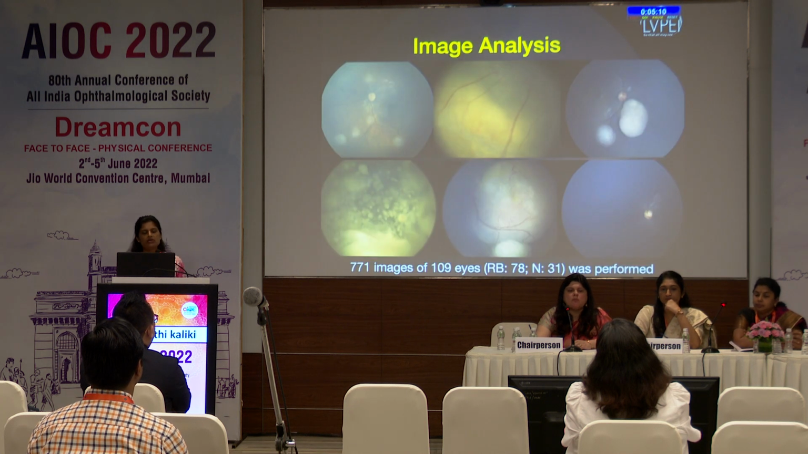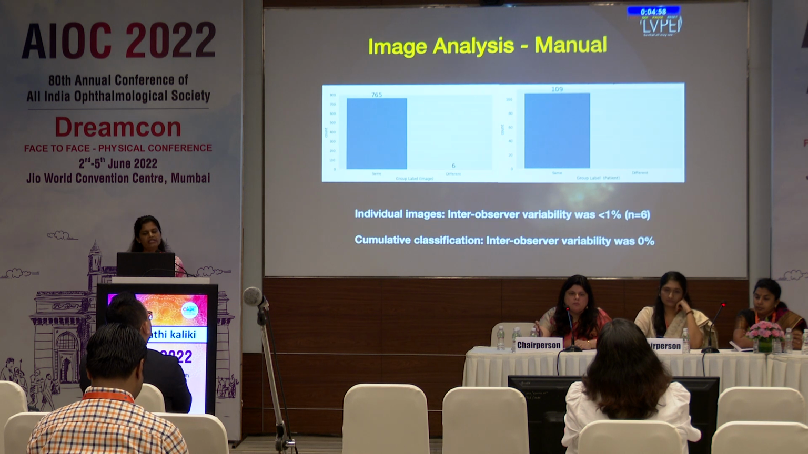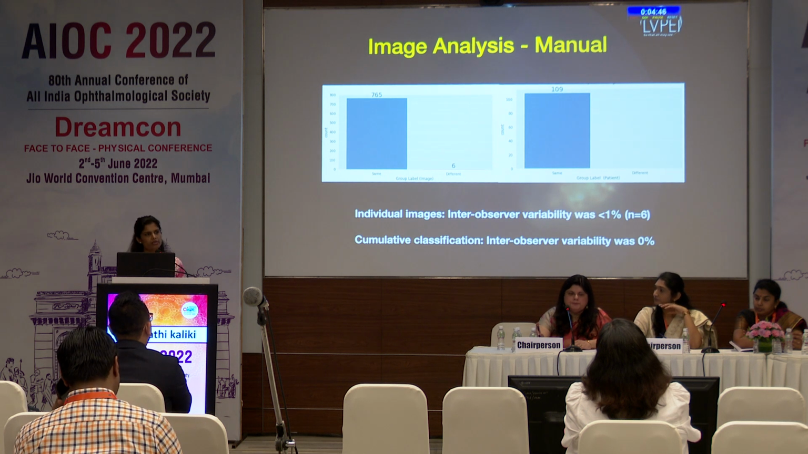With this, the image analysis was performed on 771 images of 109 eyes, of which 78 eyes harbored retinoblastoma and 31 were normal. When two experts studied them, the inter-observer variability was less than 1% for individual images. For cumulative images, the inter-observer variability was 0%. That means each eye would have more than one image, the minimum being 4 images, the maximum being 20 images per eye.